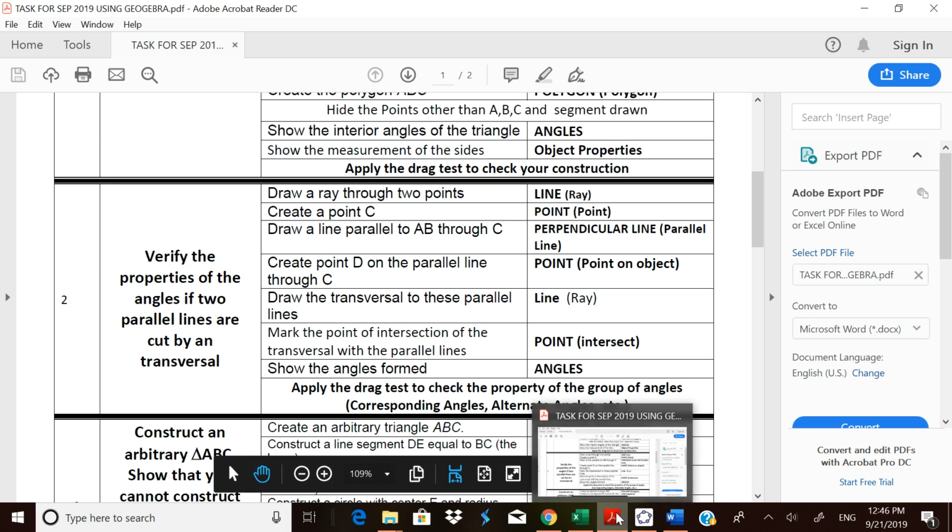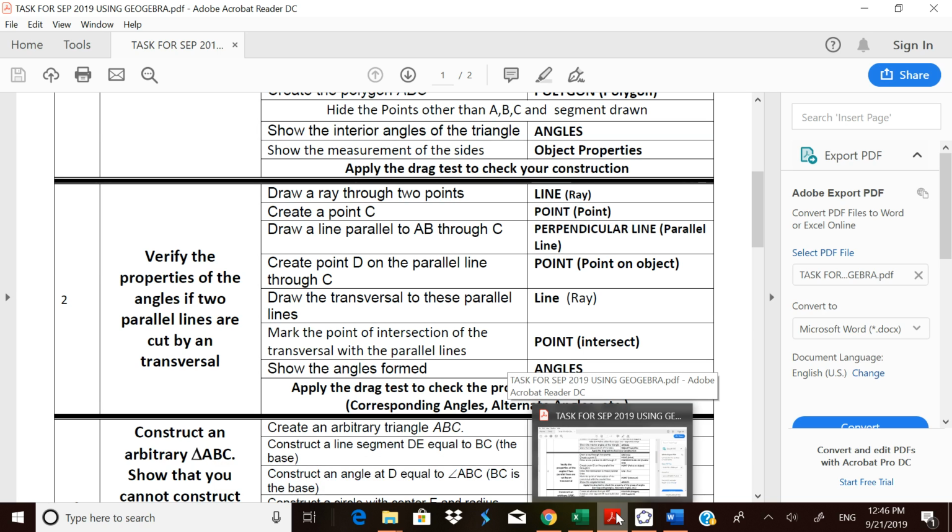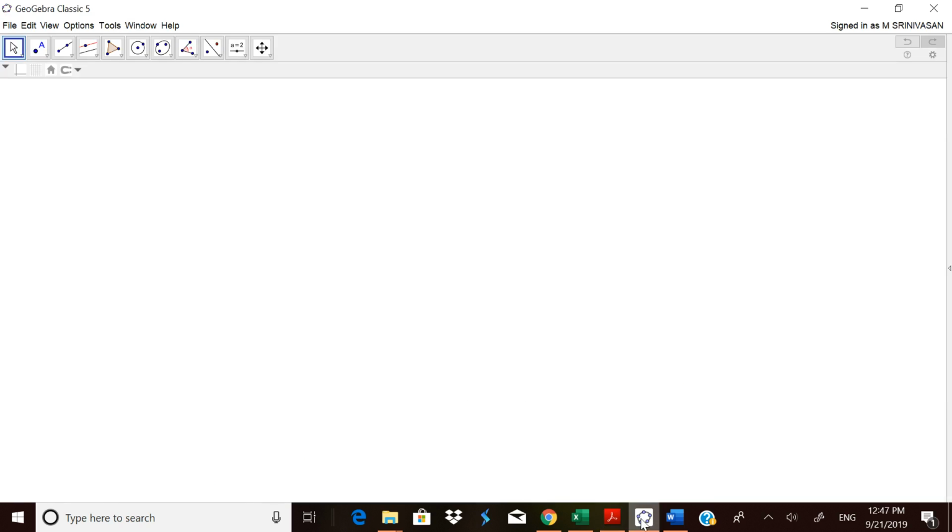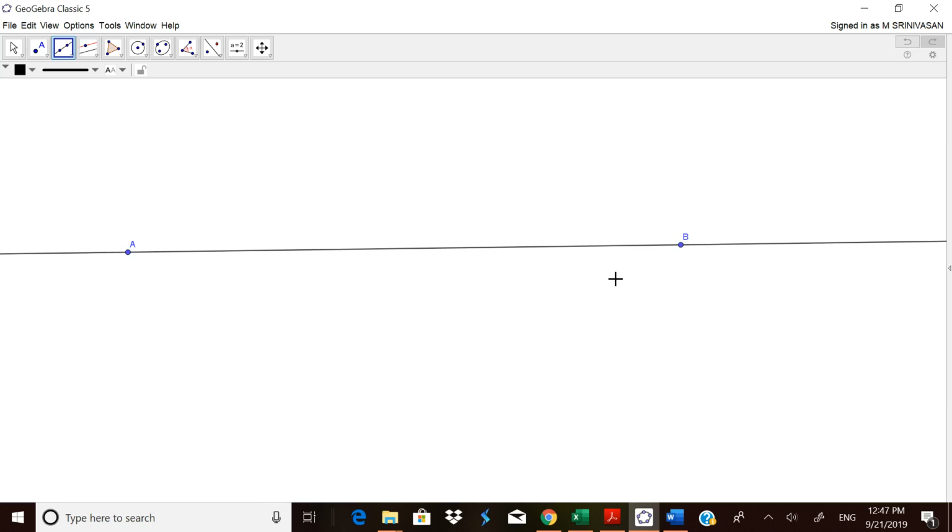For that, the steps are: you have to draw two lines. We have to draw one line and then a line parallel to it, then a transversal, and then we have to measure all the angles formed out of it. For that we can start with a ray or a line, whichever is convenient to you. I will start with a line. I have drawn a line AB.